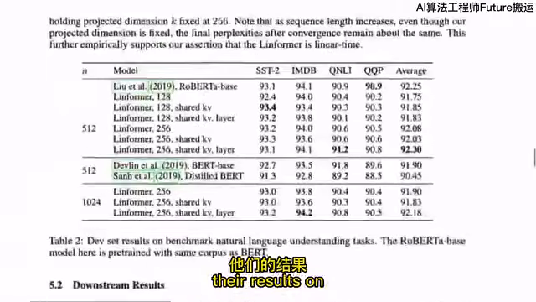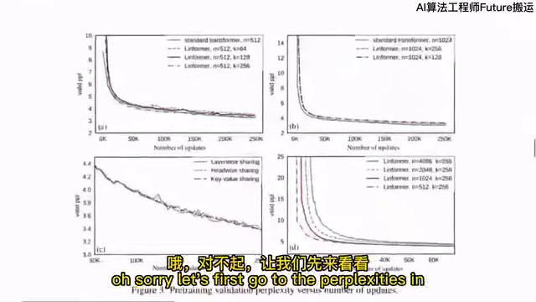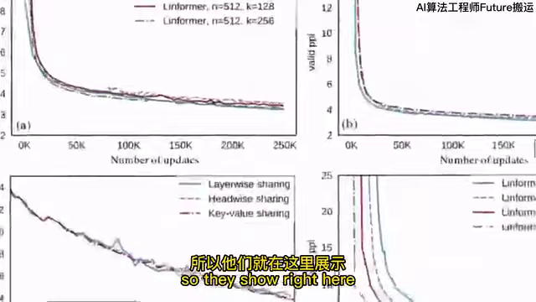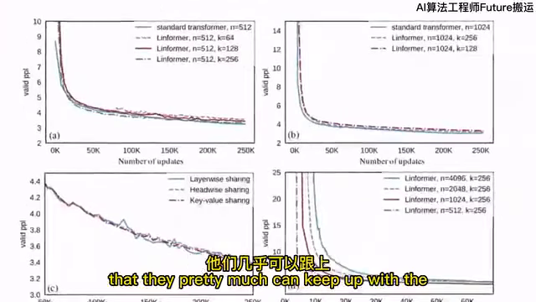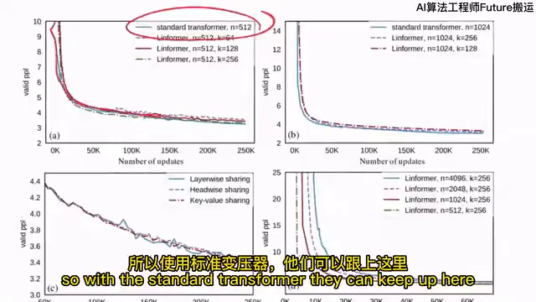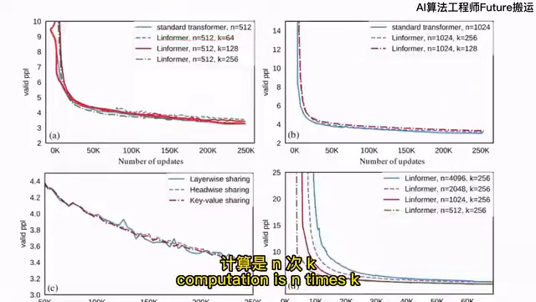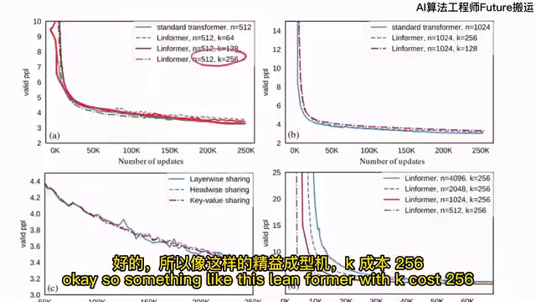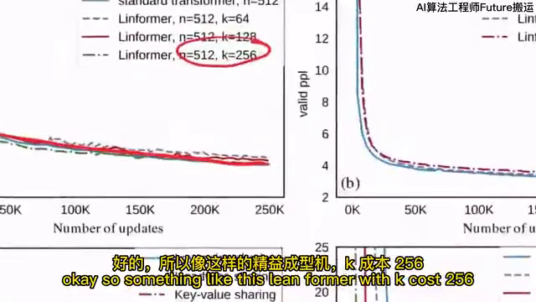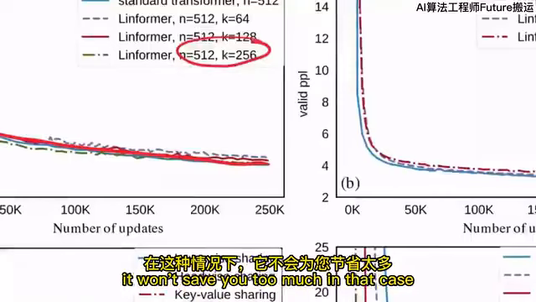Their results on these benchmarks, let's first go to the perplexities in language modeling. So they show right here that they pretty much can keep up with the standard transformer, as you can see here. Now think that the computation is n times k. Okay, so something like this, a Linformer with k equals 256, will only, so instead of n by n, it's n times k. It won't save you too much in that case.